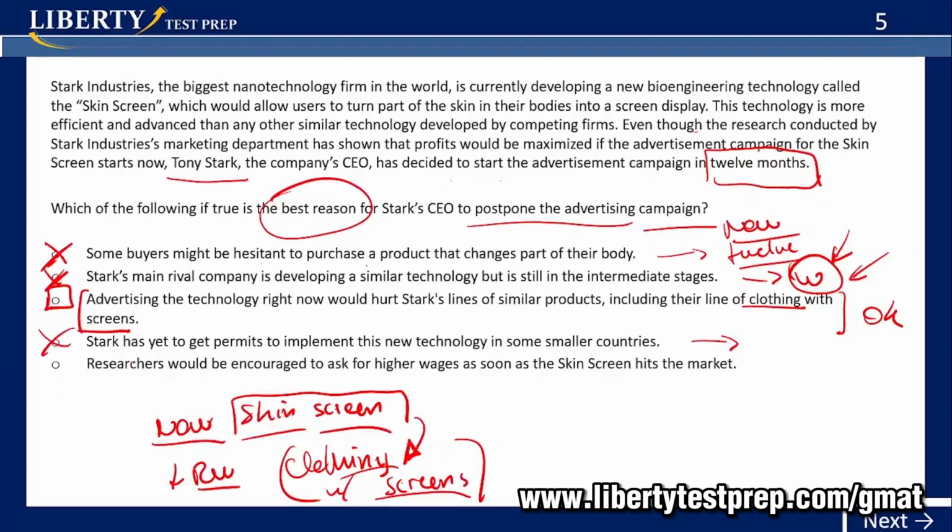And the last one, researchers would be encouraged to ask for higher wages as soon as the skin screen hits the market. Okay, but I mean, why wait in 12 months, right? That's going to happen now or in 12 months anyway. So if the researchers want to ask for a higher wage, for a higher pay, then you're just postponing the payment, but in reality, it's going to happen either way, you see? So that's not the answer.